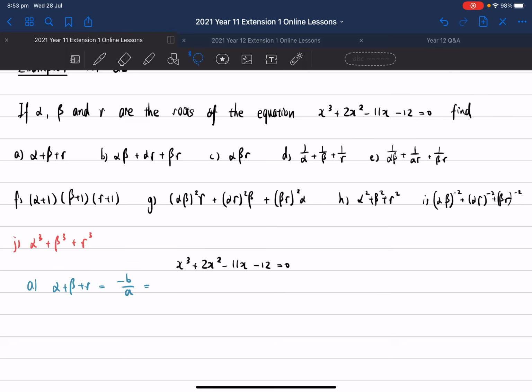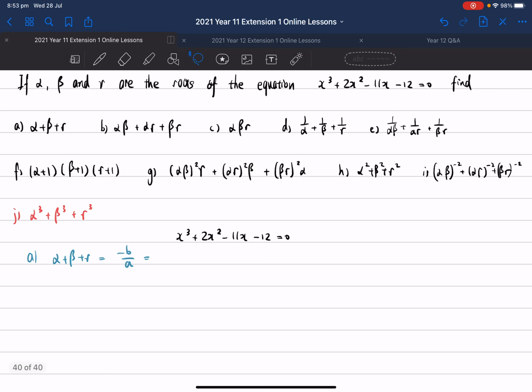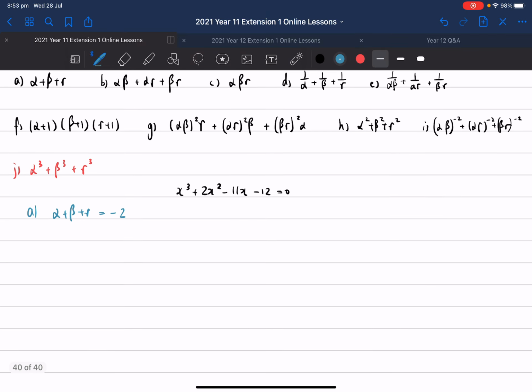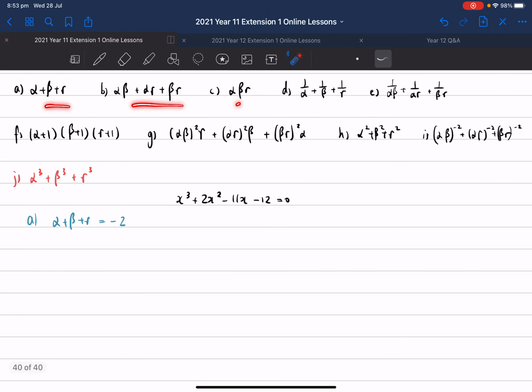So that's the question. Now we know a equals 1 and b equals 2. So b is just the number in front of the x squared, and a is the coefficient in front of the x to the power 3, the leading coefficient. So in this case, the answer will be negative 2 over 1, which is minus 2. Okay, so alpha plus beta plus gamma is equal to minus 2. I'm just going to rewrite it. Now remember, we are going to use these 3 results in the later questions.